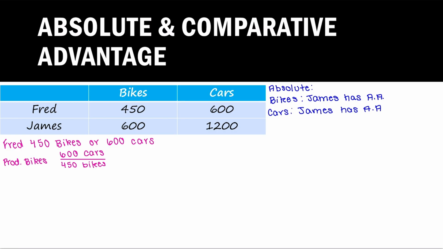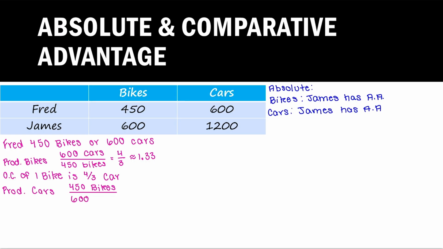And when he does that, he's going to find that the opportunity cost of producing a bike is 4/3 of a car. Or if you're someone who doesn't really like fractions, 1.3 repeating. So the opportunity cost of one bike is 4/3 of a car. If he were to devote all of his time and all of his resources to producing cars, he would be giving up the opportunity to produce 450 bikes in exchange for producing 600 cars, which is 3/4 or 0.75. So the opportunity cost of one car is 3/4 of a bike.